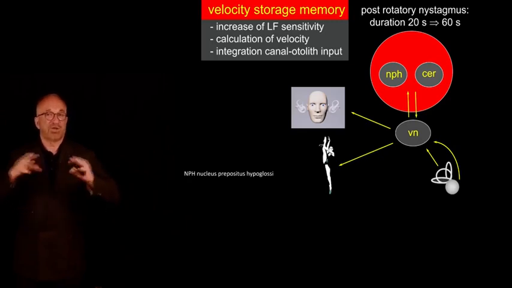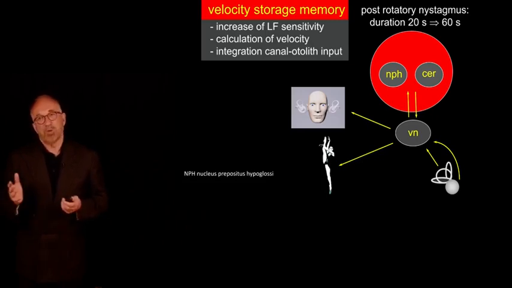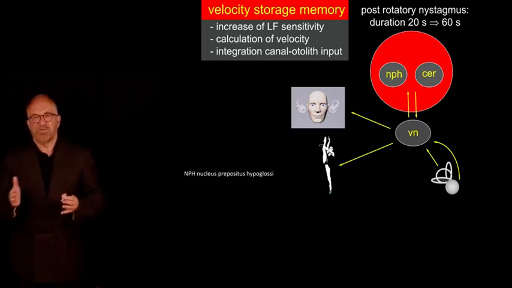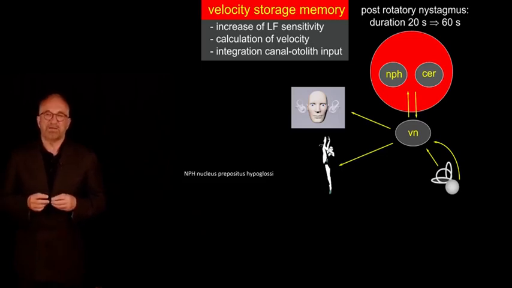Now, apart from this system that is determined by the mechanics of the canals and the utricles and saccules, there's also, of course, a brain system that helps to optimize functionality. There is a problem with the canals. They are not so sensitive for low frequencies. And to compensate for that, there is what we call the velocity storage memory.